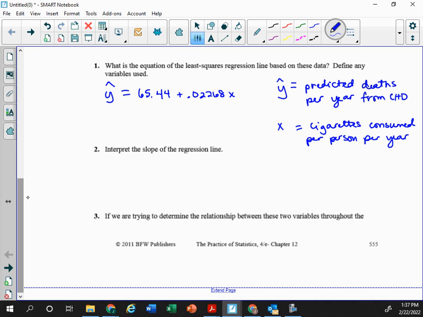All right, then it says interpret the slope. So we know which one is the slope, right? The 0.02268, that's your slope. Anybody want to take a stab at what that actually means, how we interpret that?